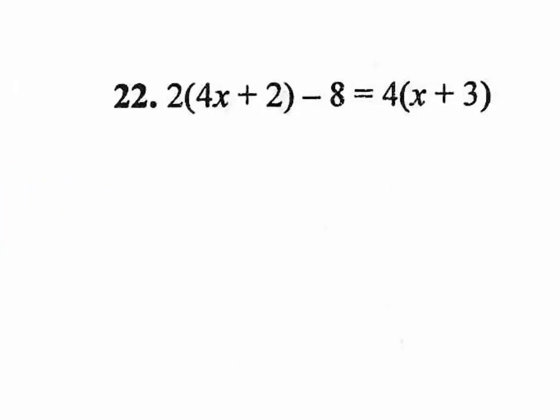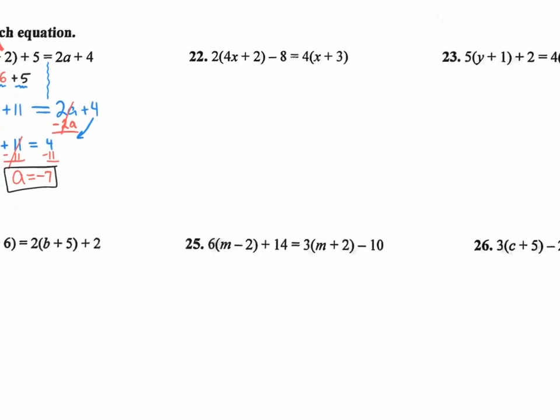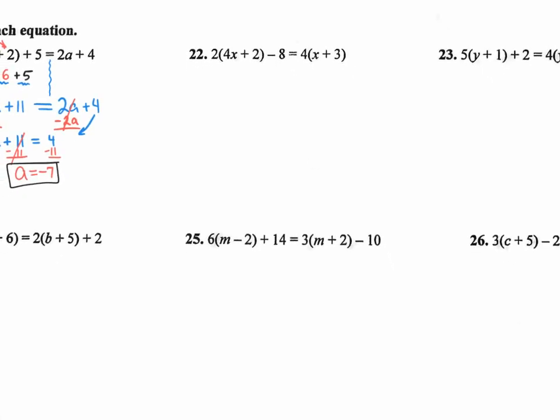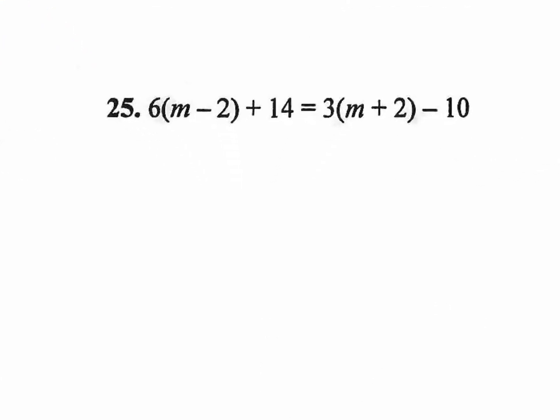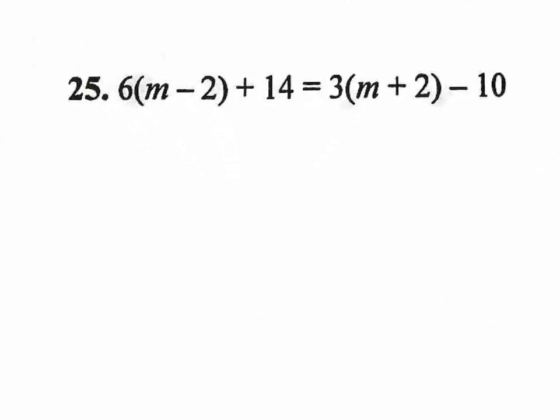So like right here, number 22, I have to do distributive property and combining like terms on the left side, and over here on the right side, just distributive property. Or we could jump to something that has both distributive property and combining like terms on both sides. Like number 25, for example. That's probably as crazy as it gets.